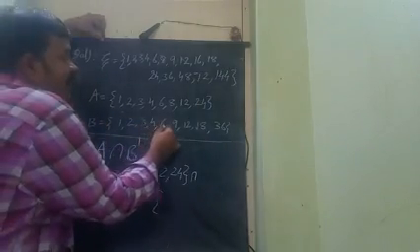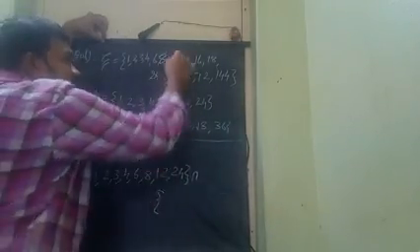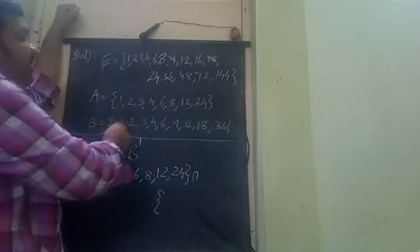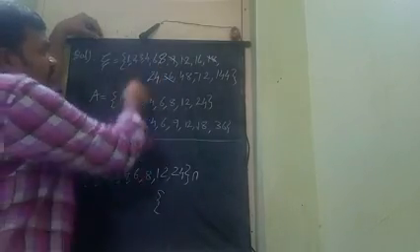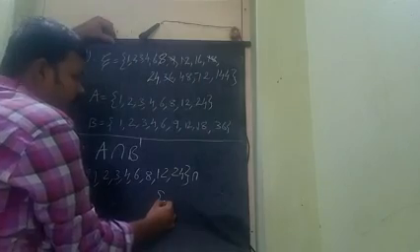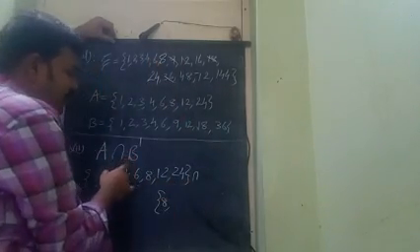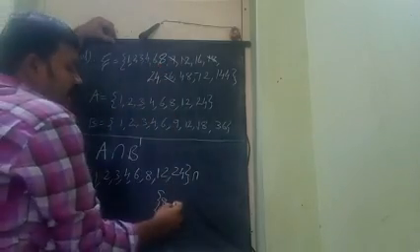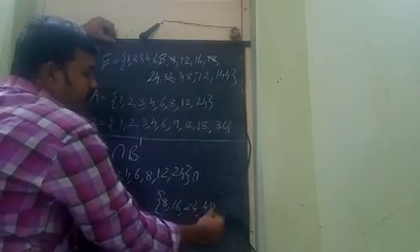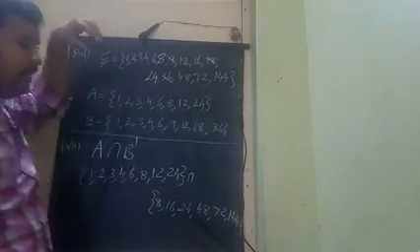1, 2, 3, 4, 6, 8, strike off 9, strike off 12, strike off 18, and next one is 36. Here strike off that one, B dash. What are left? 1 strike off, 2 strike off, 3 strike off, 4 strike off, 6, and next one is 9, 12. B dash means what remains in the universal set. So B dash: 8, 16, 24, 48, 72, 144. That is the B dash values.